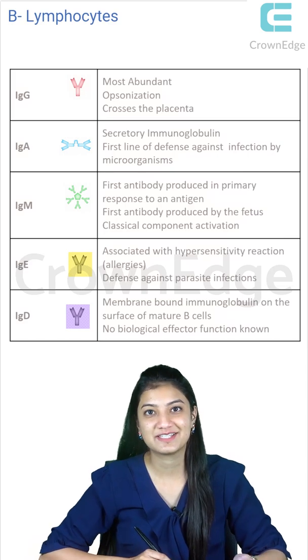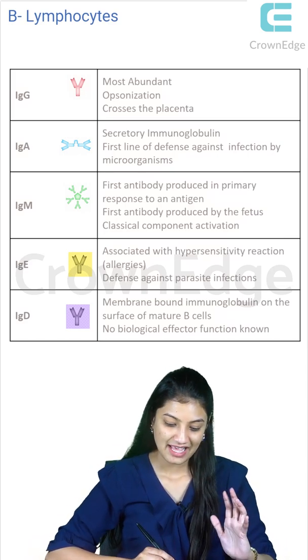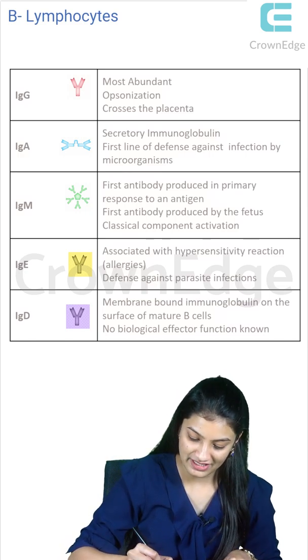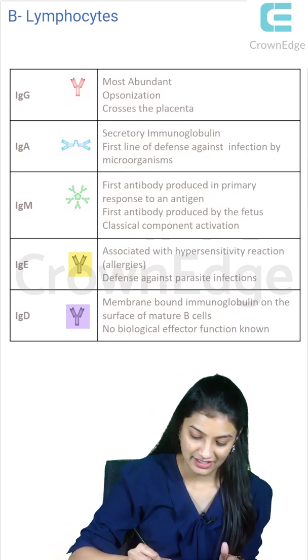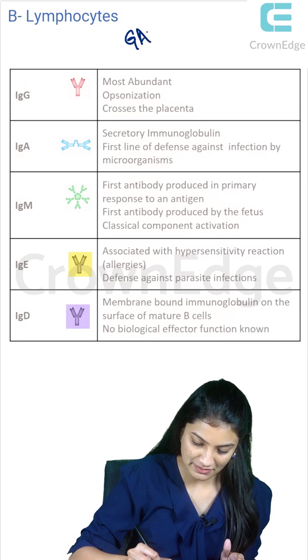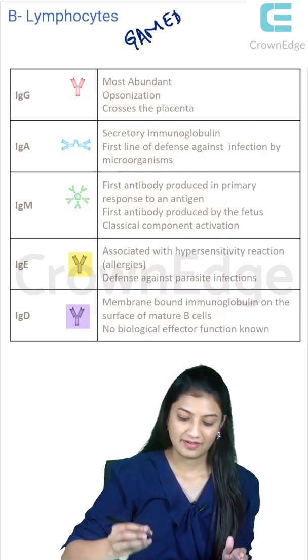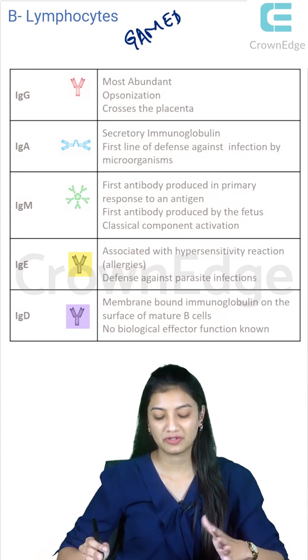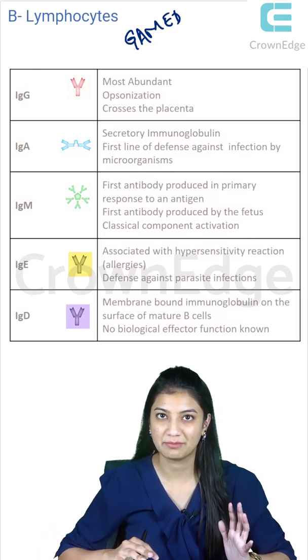Now let us discuss the B lymphocytes. They are the immunoglobulins. It is very easy to remember: it is GAMED. You can just remember it as GAMED. The most number of questions are going to be asked about immunoglobulins. Most of it is covered in this table.